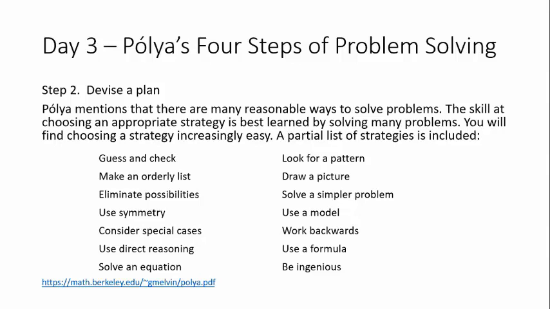We've already mentioned some of these in class in the previous couple of days. You can see a list here of techniques that can be used for solving problems. Guess and check, which is something that you probably used on the magic square. Make an orderly list. Eliminate possibilities. Use symmetry. Consider special cases. Use direct reasoning. Solve an equation.